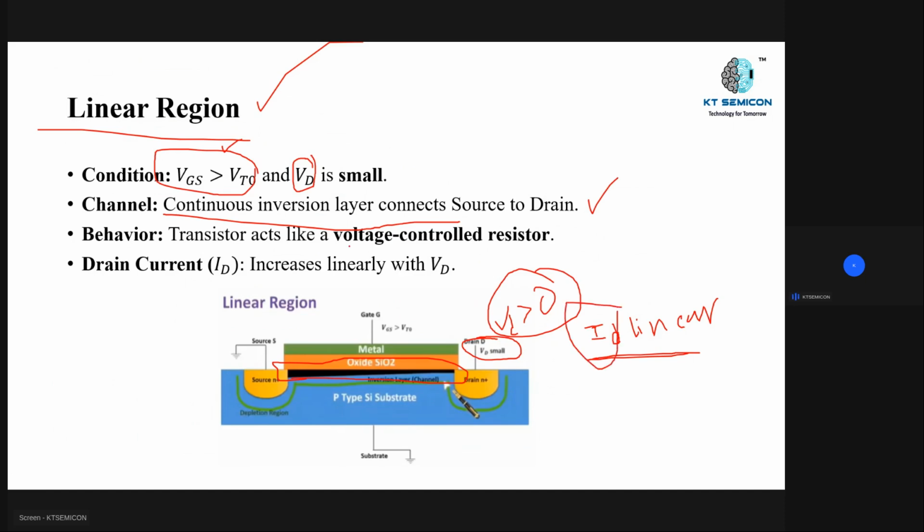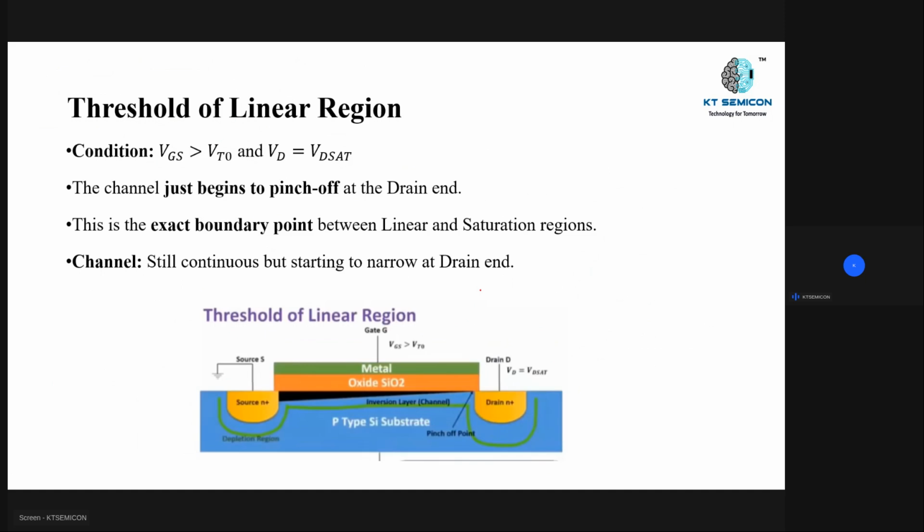Okay, the transistor acts as a voltage controlled resistor, which means whenever we apply the voltage, only then it starts working, right? So this is the condition, and drain current increases linearly with VD. Okay, it increases with VD. VD is small. Whenever we apply a small amount of VD, my ID current increases linearly. Here we are connecting the substrate to zero. Okay, so again we have the threshold of the linear region. So here we are increasing the VD voltage to more than my threshold voltage.